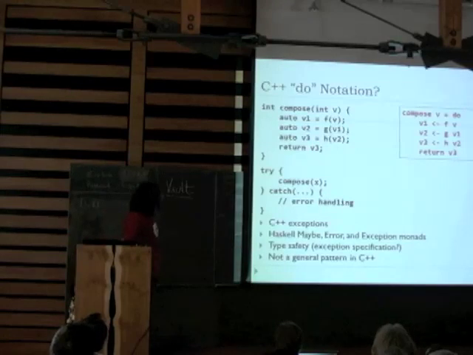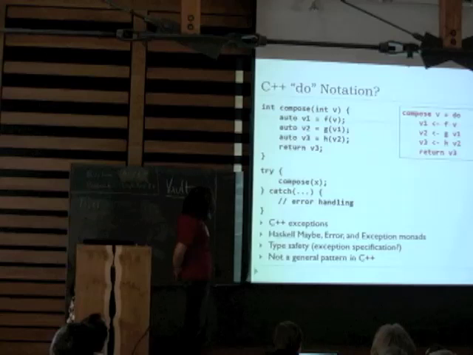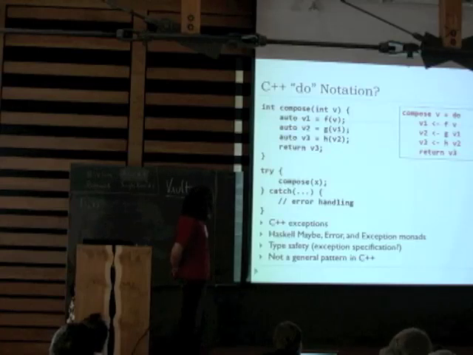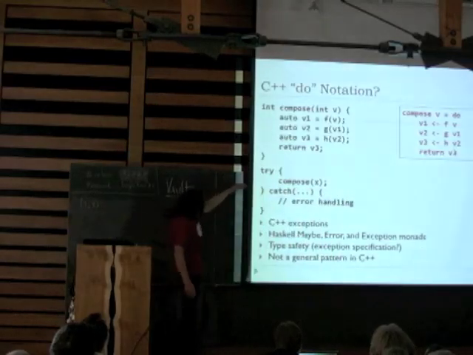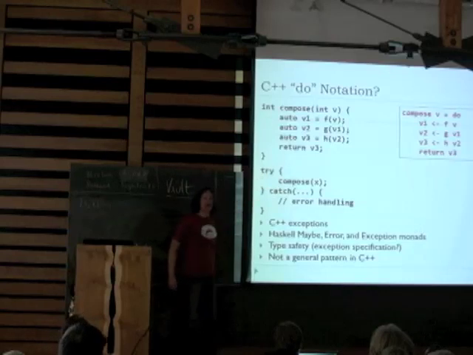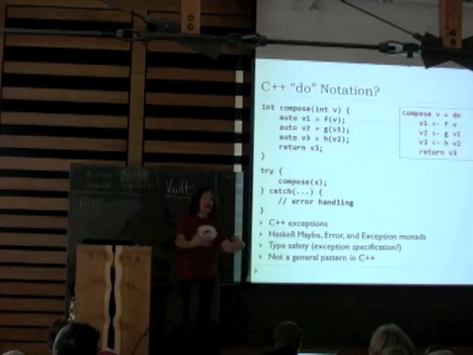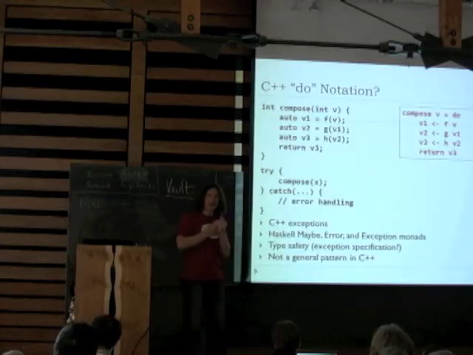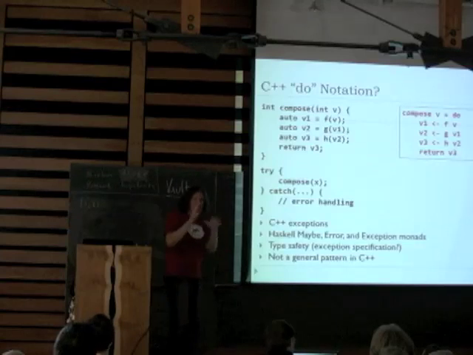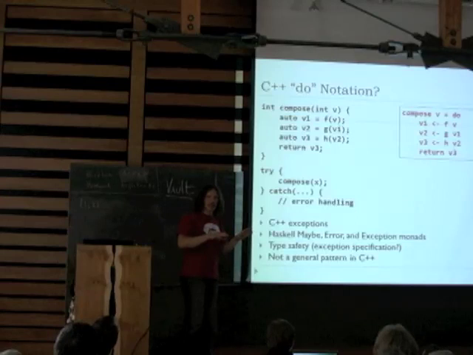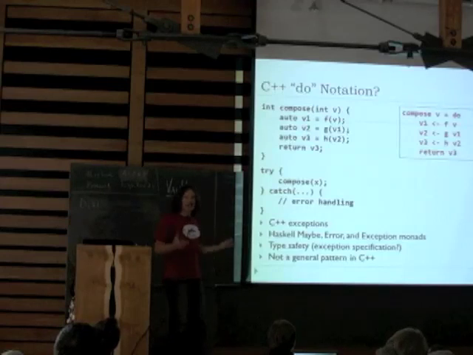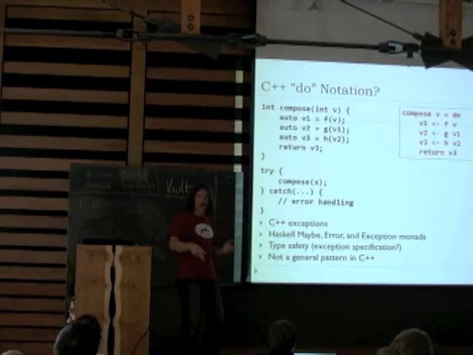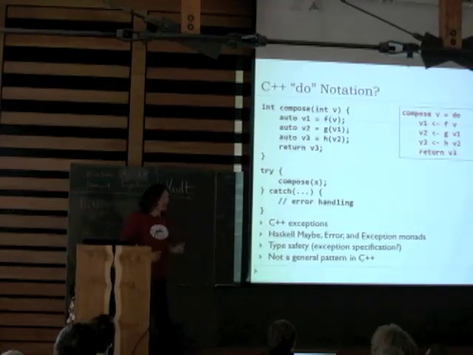And this is C++ do notation. Function compose calls f with v, it returns v1. Calls g with v1, returns v2, and finally returns v3. Looks exactly like this, right? One-to-one correspondence. Except when you call compose, you do this thing, try catch. So this whole thing is also implemented in C++ using exceptions. Exceptions provide more functionality than maybe, but the principle is the same. You don't really need optional, you don't need maybe, you just do exceptions, right?